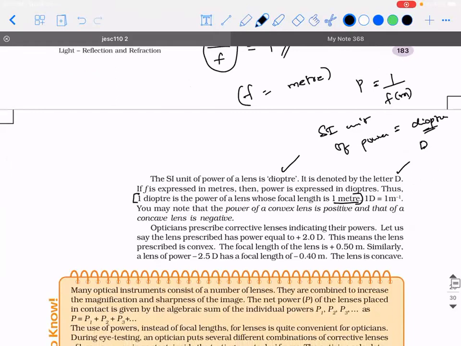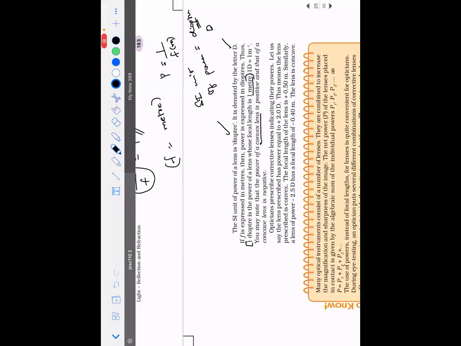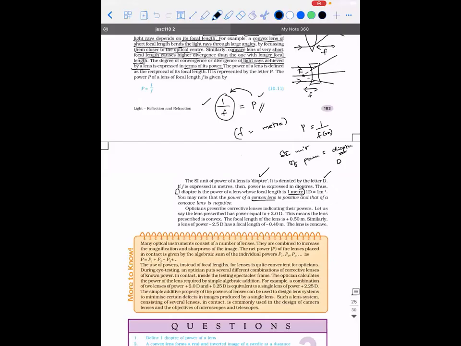And the next important point that you can notice, we know that the focal length can be positive or negative. In a similar way, power can also be positive or negative. Since the focal length of a convex lens is positive, power of a convex lens is also positive, and that of a concave lens is negative. So please make a note of this point.